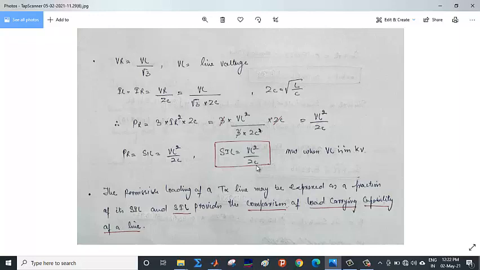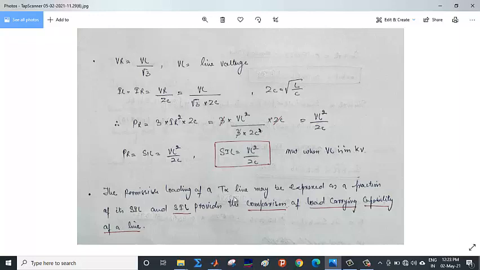So you can calculate the surge impedance loading for any line, given the system voltage in 3-phase and its characteristic impedance. As a rough estimate, you can calculate the surge impedance loading of a 400 kV overhead line, and since I have given you the value of ZC, which is equal to 400 ohms, you can calculate it. 400 square divided by 400 comes out to be 400 megawatts. So when the voltage is in kilovolts, this whole term will be in megawatts.